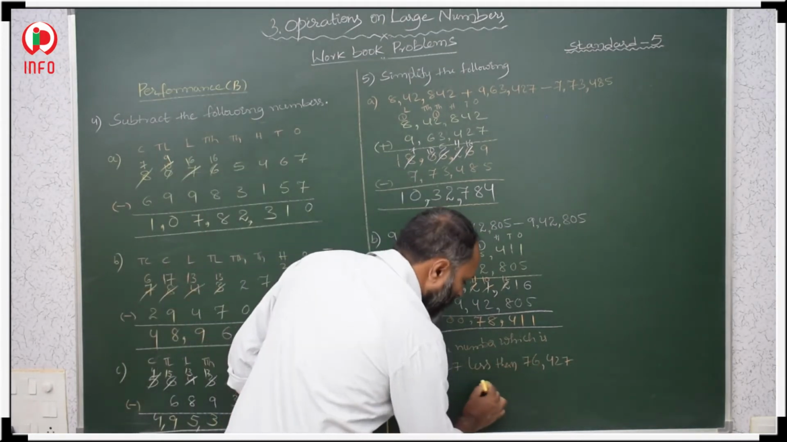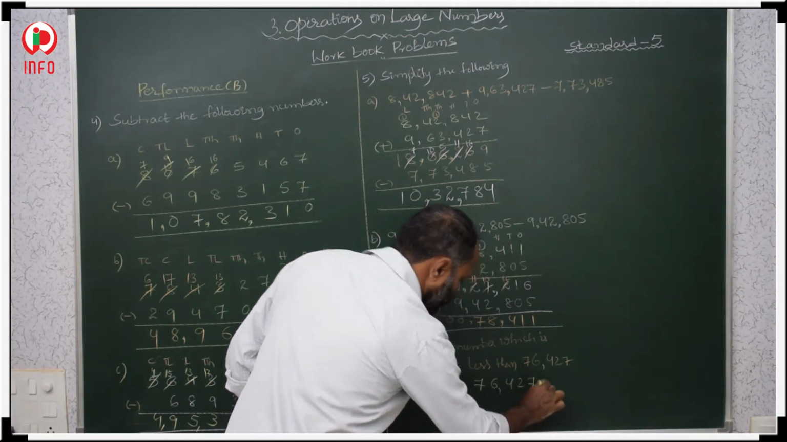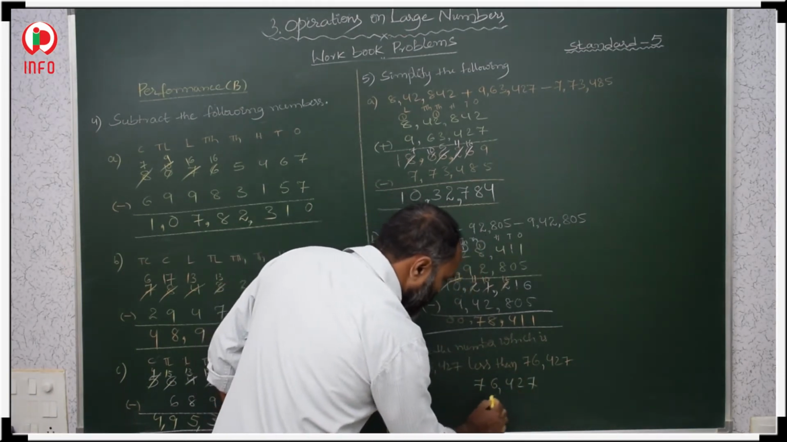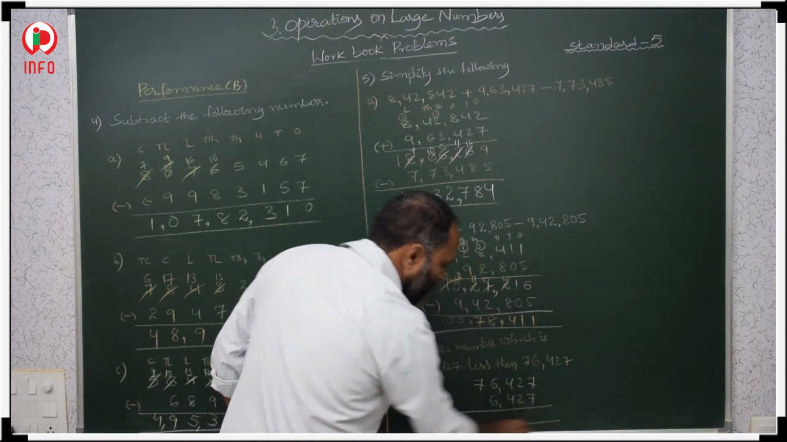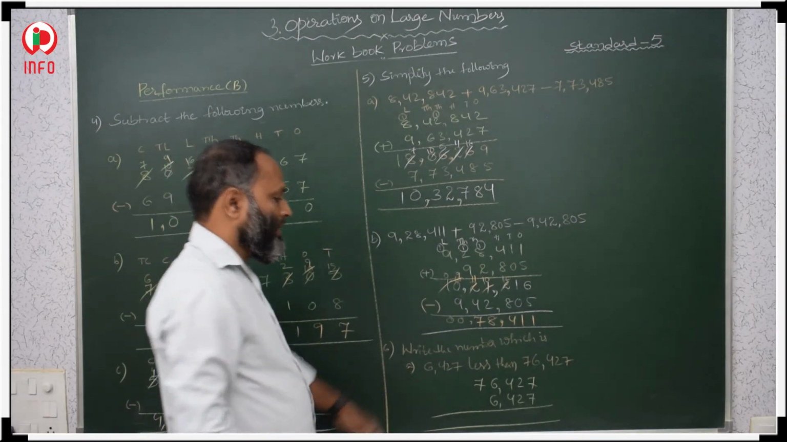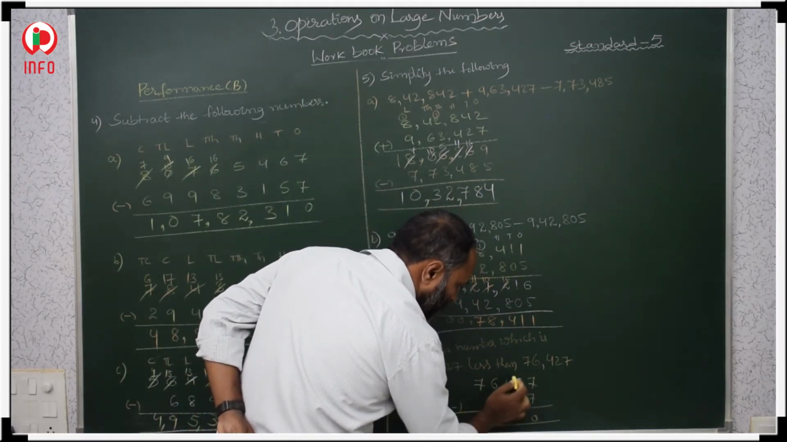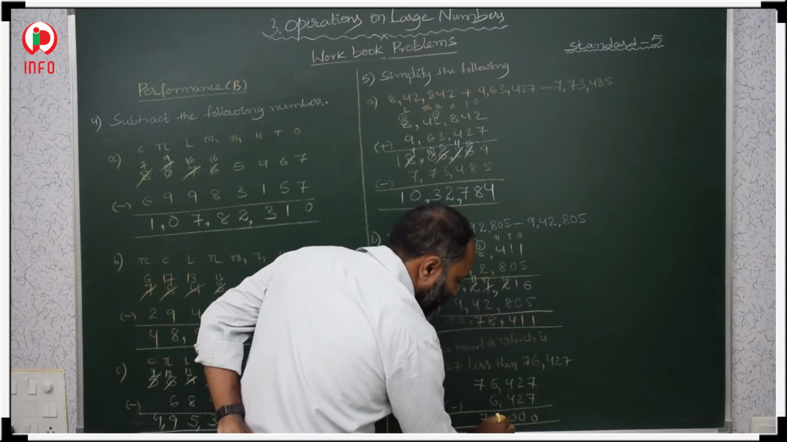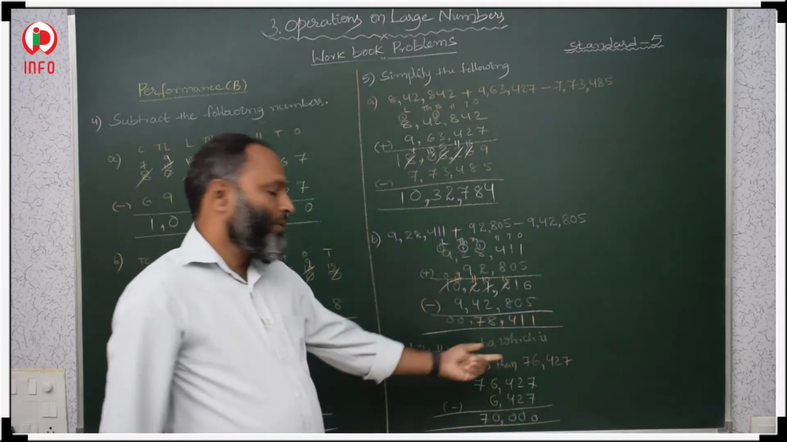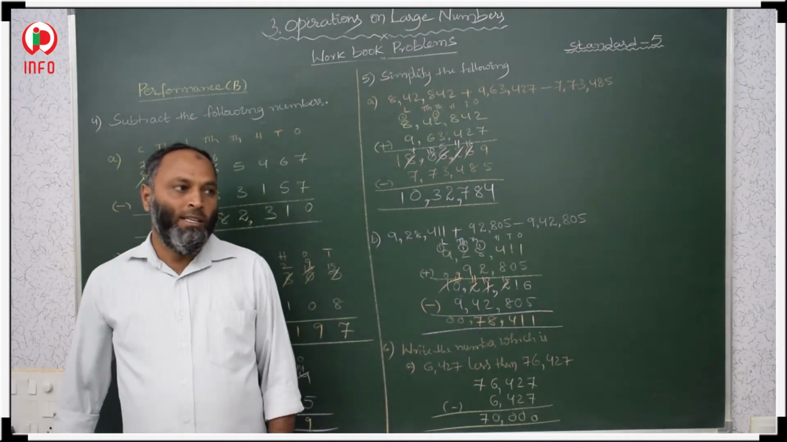76,427. How much less? 6,427. This much is less. So what is the number being asked? 7 minus 7, 0. 2 minus 2, 0. 4 minus 4, 0. 6 minus 6, 0. 7. 70,000. If you take this much less from the number, then we will get 70,000.